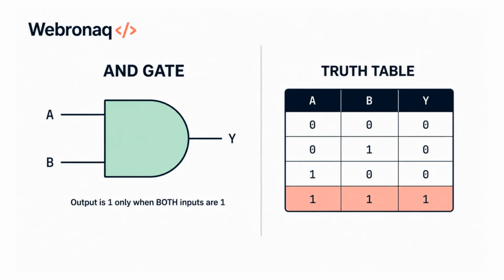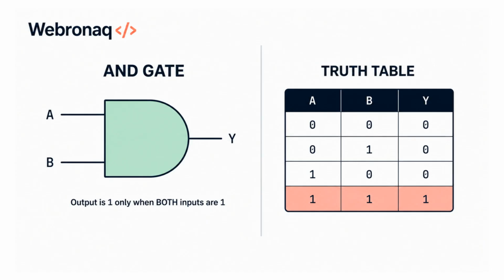Think of it like the safety system on a microwave. The microwave only starts heating when the door is closed and you've pressed start. If the door is open, nothing happens. If you haven't pressed start, nothing happens. Both conditions have to be true at the same time. That's exactly how an AND gate behaves.